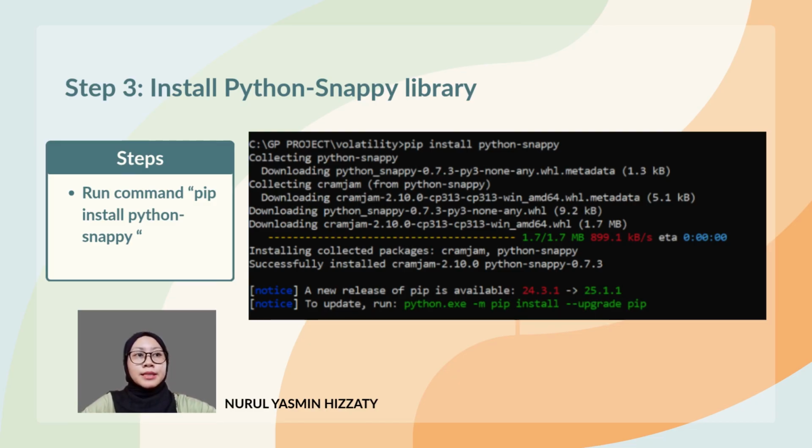Next, in step 3, we need to install the python-snappy library by running the command pip install python-snappy. It is a compression and decompression library. Without this library, Volatility is not able to open or understand the memory files.